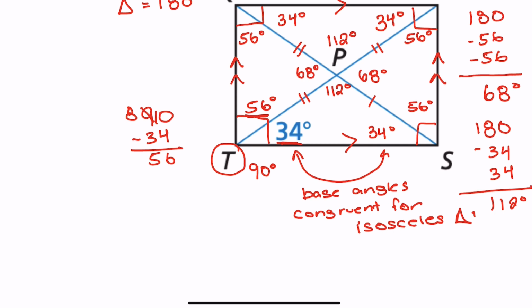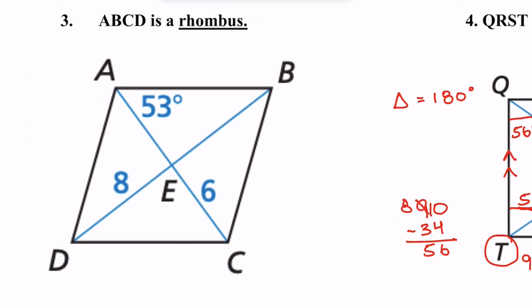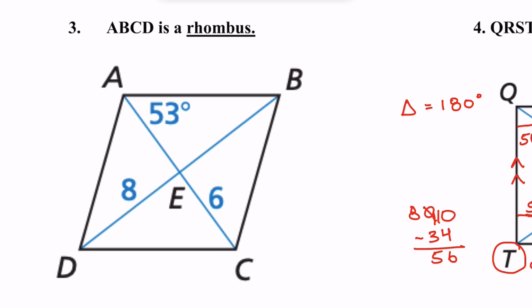Let's try another rhombus. ABCD is a rhombus. They want me to find angle 8 and angle 6. For a rhombus, something really important to remember is that all of the angles are being bisected. So each half of each angle is congruent. So if this side is 53, then the other side is also 53.